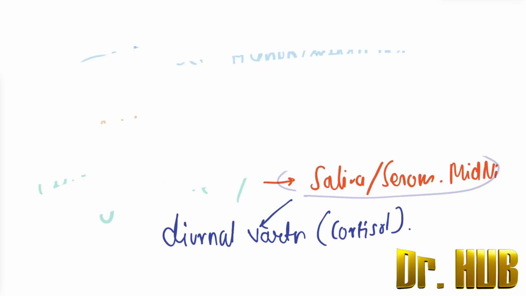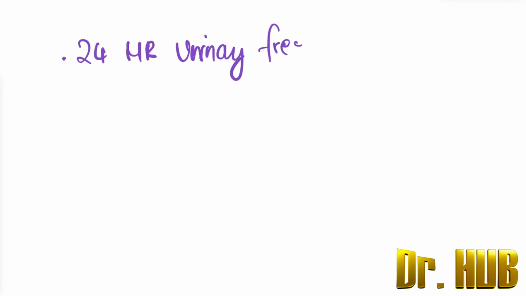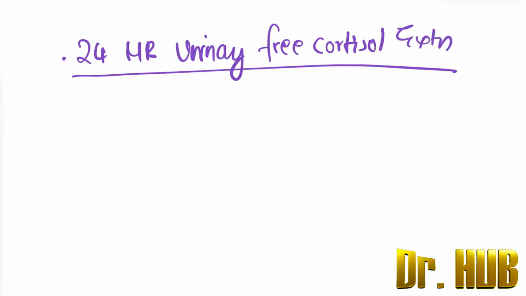The next test will be a 24-hour urinary free cortisol excretion. If it is positive, it will be increased to 3 times the normal value.